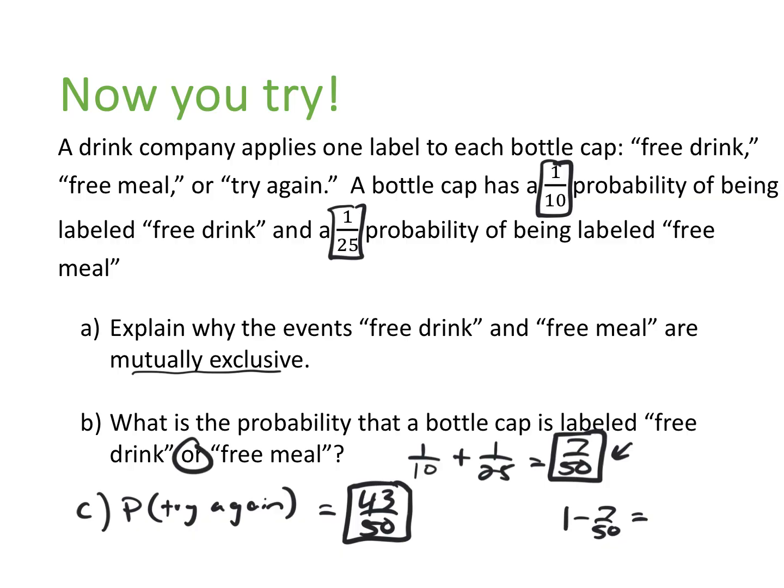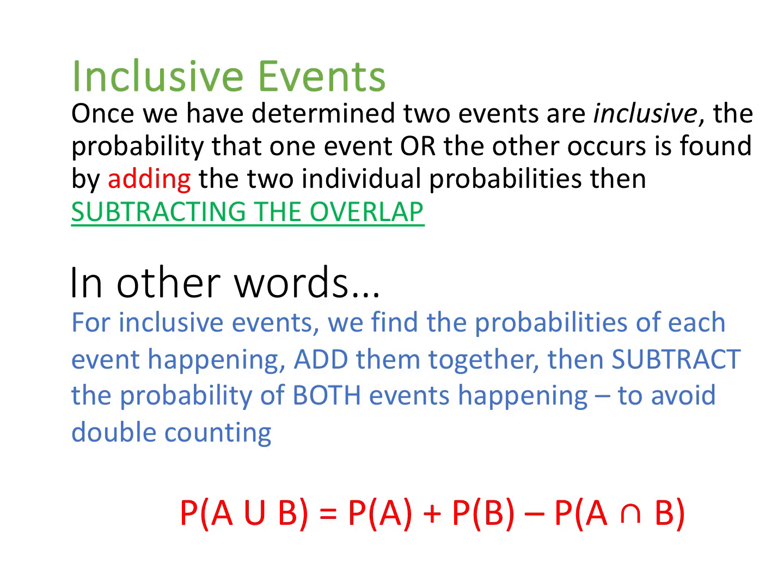You can flip over the note sheet, and we'll talk about inclusive events next. So inclusive events, good to write this vocabulary word down. This is where we add the probabilities together, but this is where they're both happening at the same time.